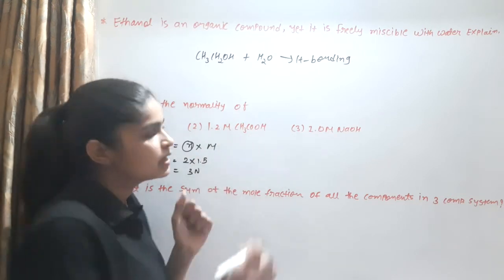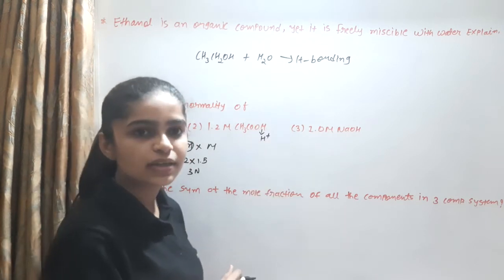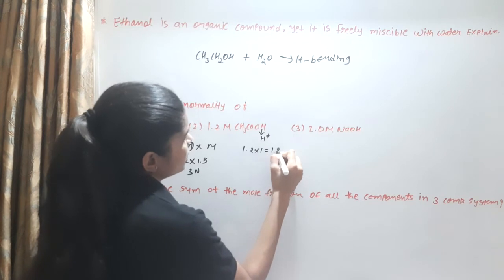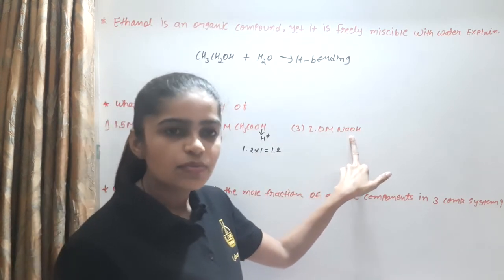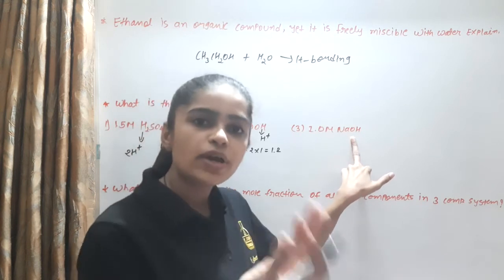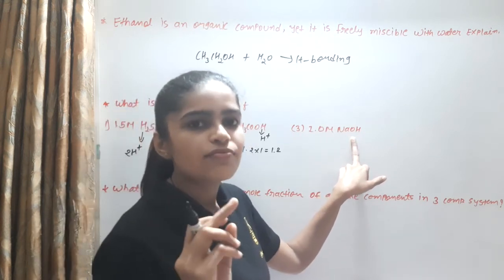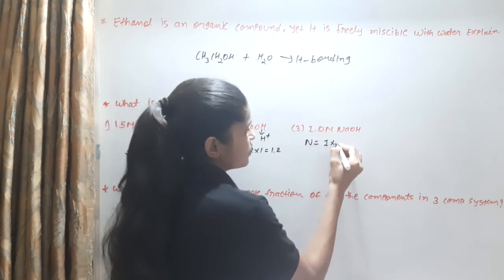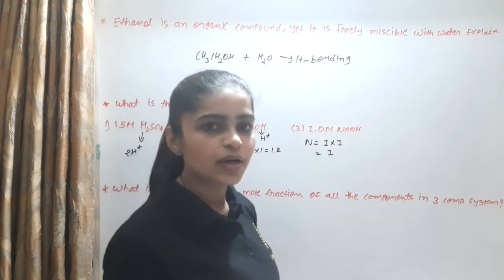Next is 1.2 molar CH3COOH. This is an acid, but it has only 1 H plus, so the n factor is 1. That means 1.2 multiplied by 1 is 1.2. Then next, the given compound is a base, and the same rule applies: number of OH minus. In this case the number of OH minus is 1, so its n factor is 1. So normality is equal to n factor 1 multiplied by molarity 1, so its normality is 1.